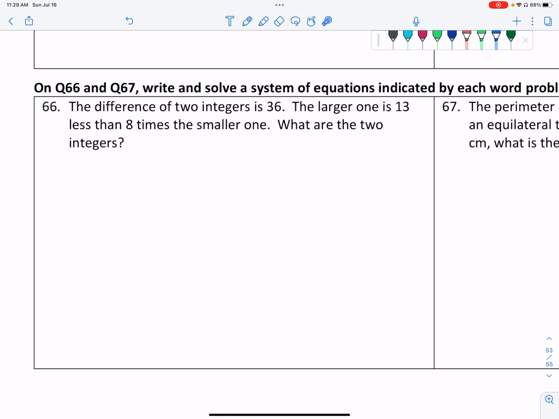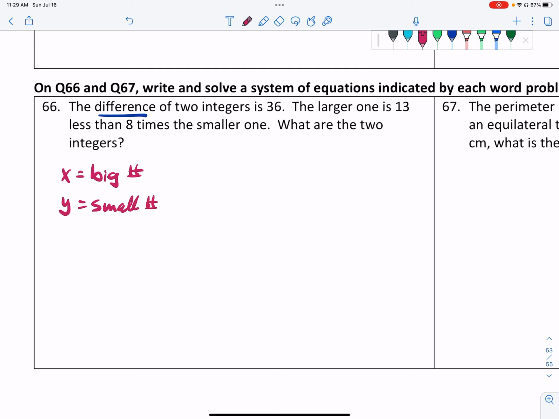The difference of two integers is 36. Integers are whole numbers, could be either positive or negative, and then difference, of course, means that we are going to subtract those two things. And if we're going to subtract them, and we're going to get 36, it's going to be the big one minus the small one. So I might just define my variables like x equals big integer, big number, and then y is equal to small number.